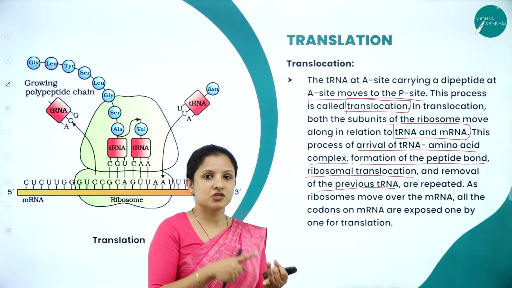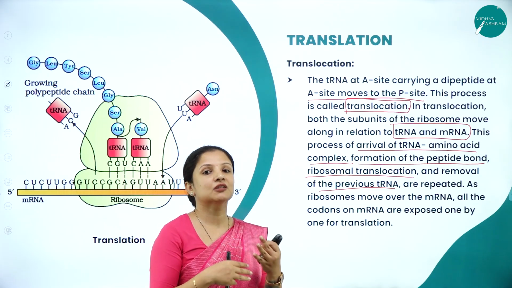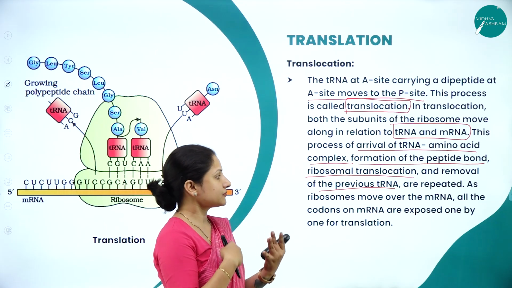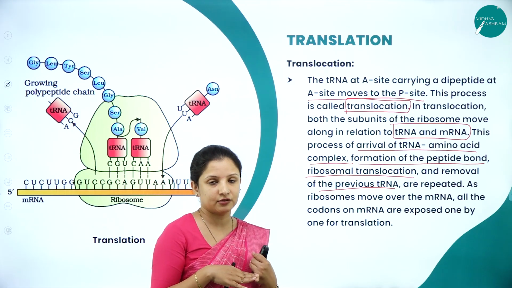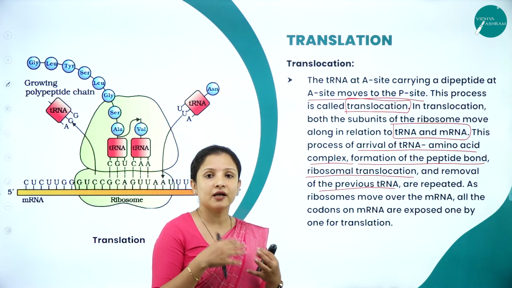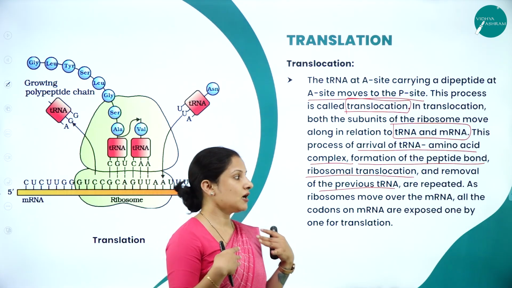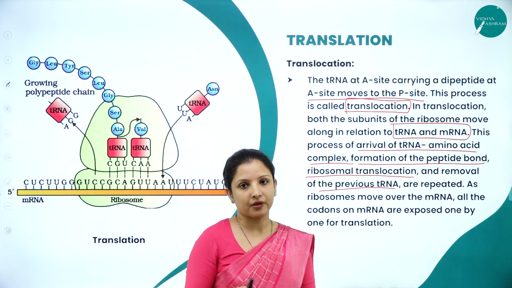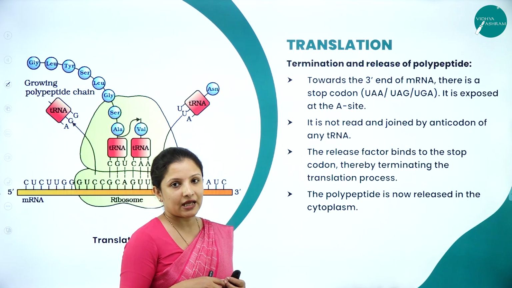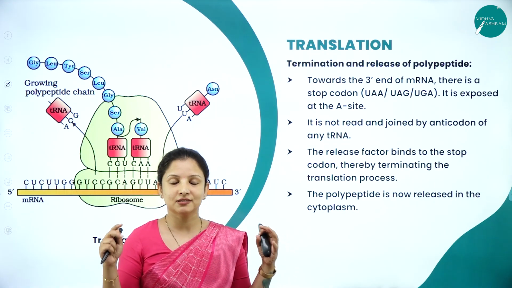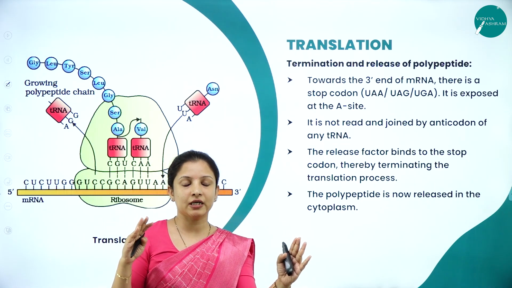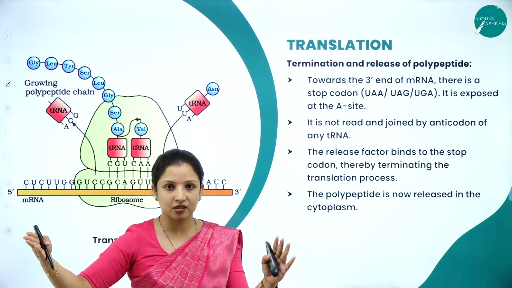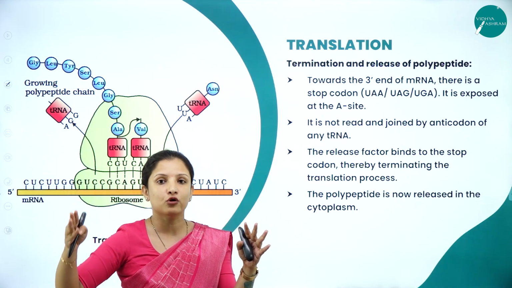So, the same steps keep on repeating. Elongation as well as translocation keep on repeating until chains of amino acids are formed. And finally, these chains of amino acids will be nothing but the proteins. So now chains of amino acids are formed from the initiator region up till the terminator region, or up till where the stop codon is present.